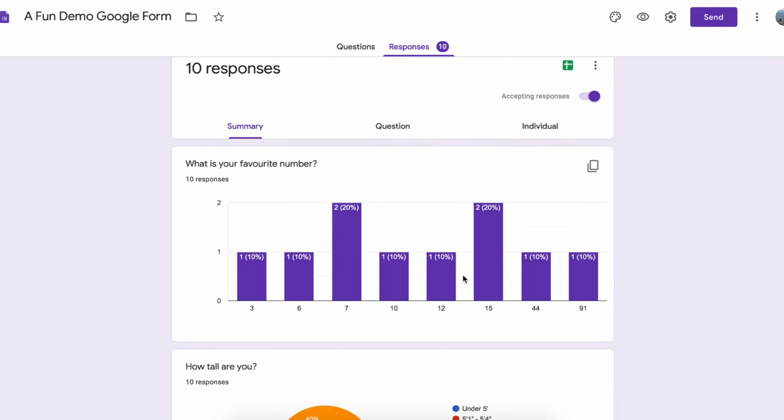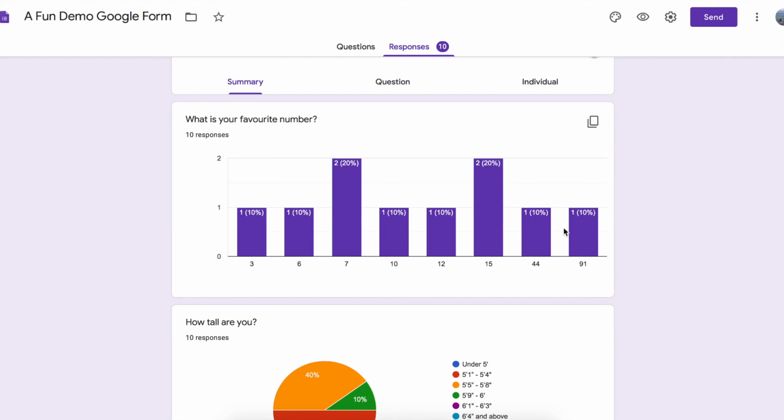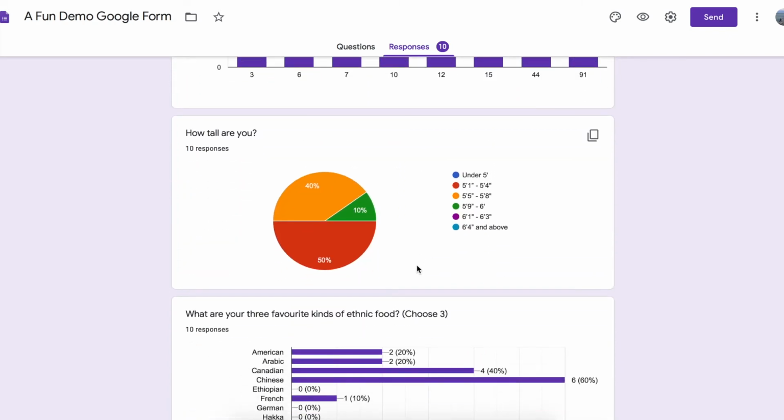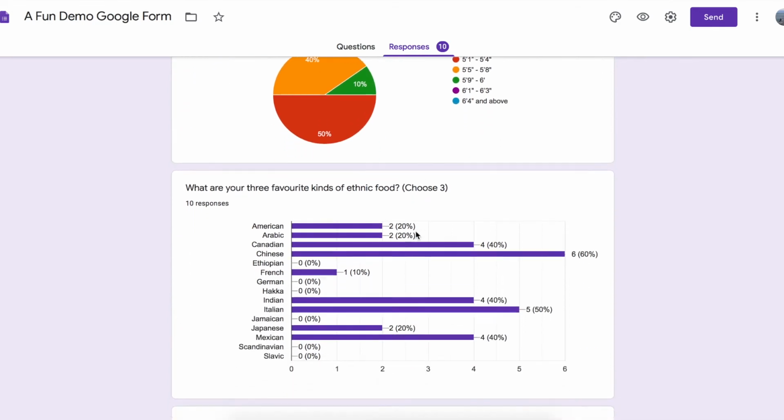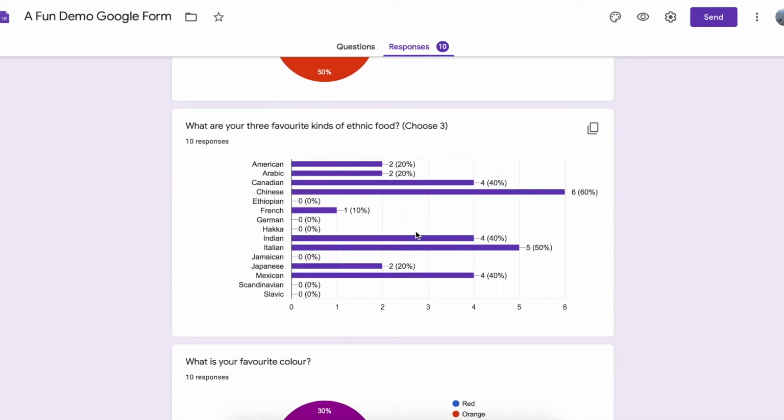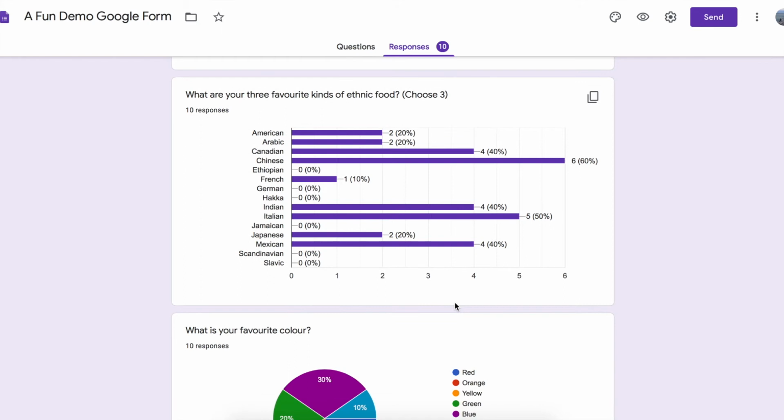This is going to give us our basic overview tools. So we've got our favorite number divided by bar graph. We can see one person or 10% of you chose 91, 44, and so on. We've got a nice pie chart here. It seems like half of the respondents are between 5.1 and 5.4. The rest 5.5 to 5.8, and just a couple between, or one rather, between 5'9" and 6 feet tall. When we look at the kinds of ethnic foods that people like, we've got a relatively high response to Chinese. We've got Italian over here, and then Canadian and Indian and Mexican seem to be the next 4. A few that got nothing at all. That's okay. We really just want to see where people fall.